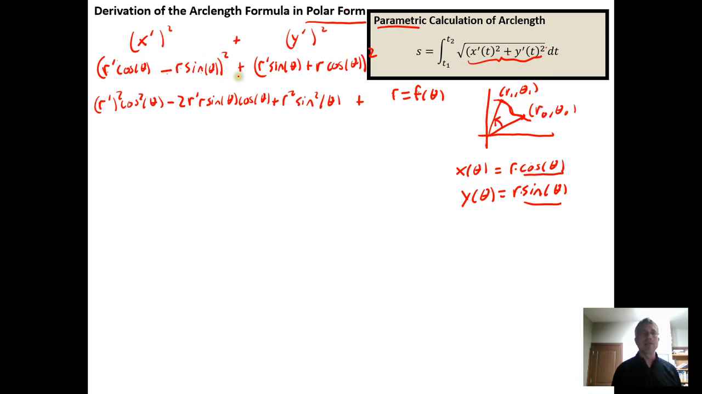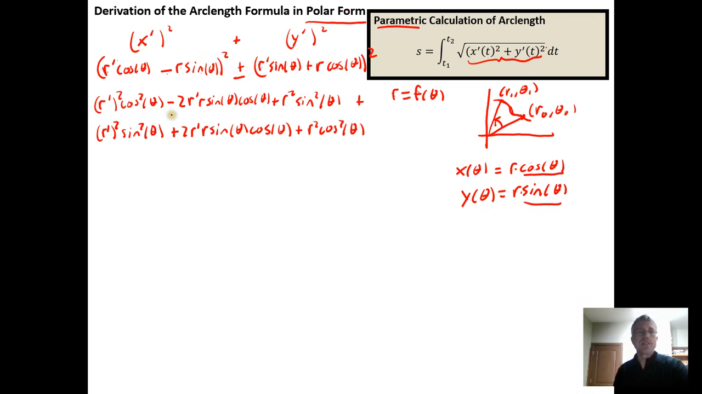Then plus, from here, we're going to need to add the squaring of this. So when we square this, we're going to get r prime sine theta times r prime sine theta is r prime squared times sine squared of theta. And then we're going to get r prime sine theta times r cosine theta 2 times. So we're going to get plus 2r prime r sine theta cos theta. And then we'll get r cosine theta times itself. So we get plus r squared cosine squared of theta.